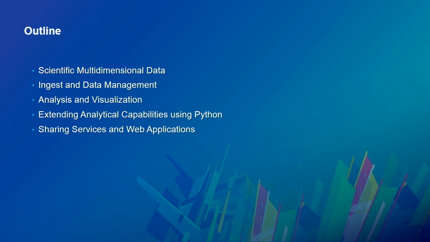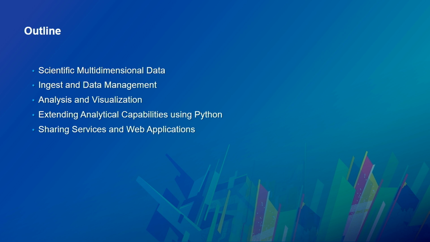What am I going to talk about? First, I'm going to define what we mean by scientific multidimensional data in the context of ArcGIS, because everybody has their own way of defining it. And then we will talk about how you can read this data in ArcGIS. Read this data, not convert. Read this data directly in ArcGIS, and how you can manage it.